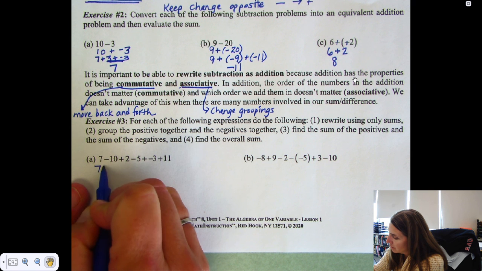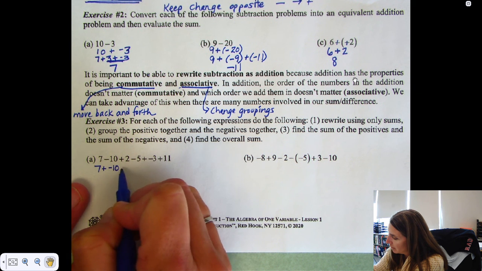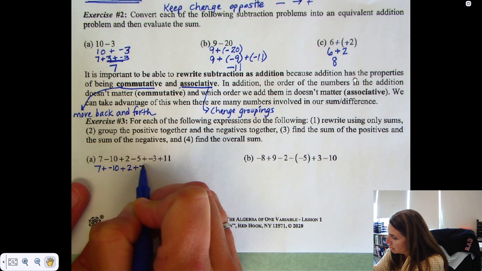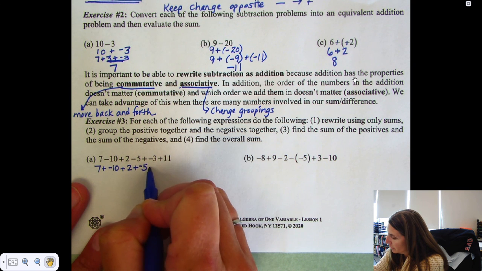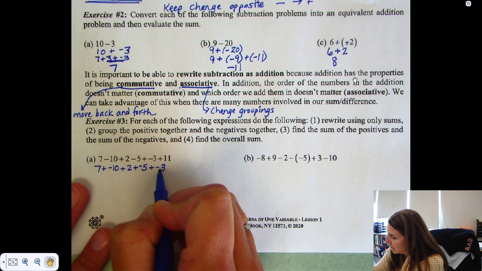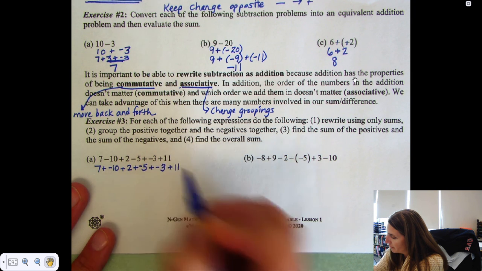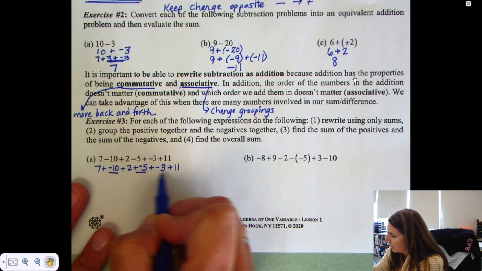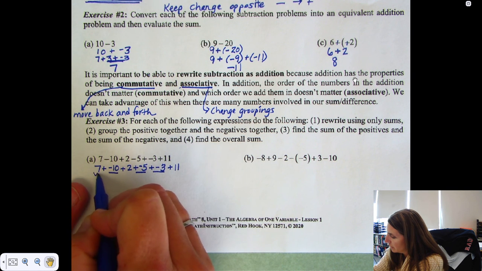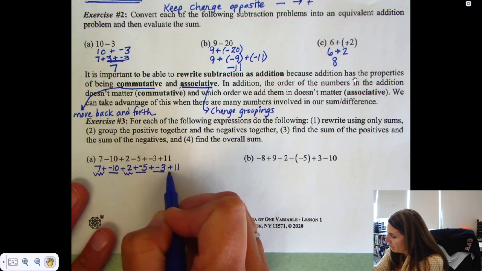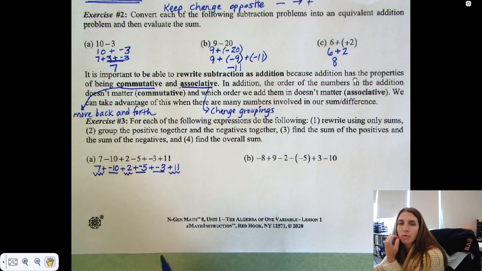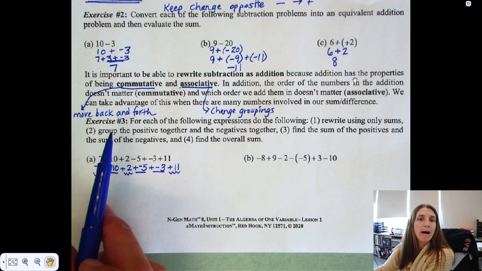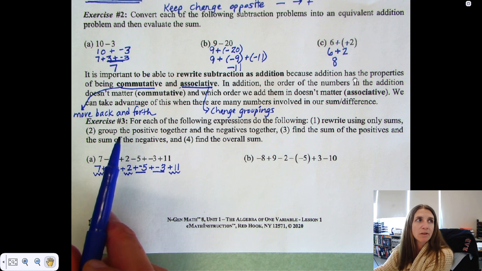So we have 7 plus negative 10 plus 2. There's a subtraction, so I'm changing it to a plus a negative 5. That's all addition, plus negative 3 plus 11. So here I have a negative, here I have a negative, and here I have a negative. There's a positive, and a positive. I'm doing these symbols to help me group because the second prompt is group the positives and negatives together.